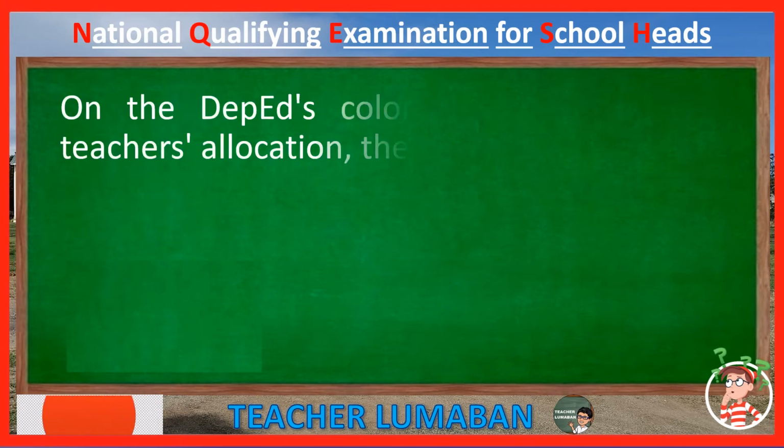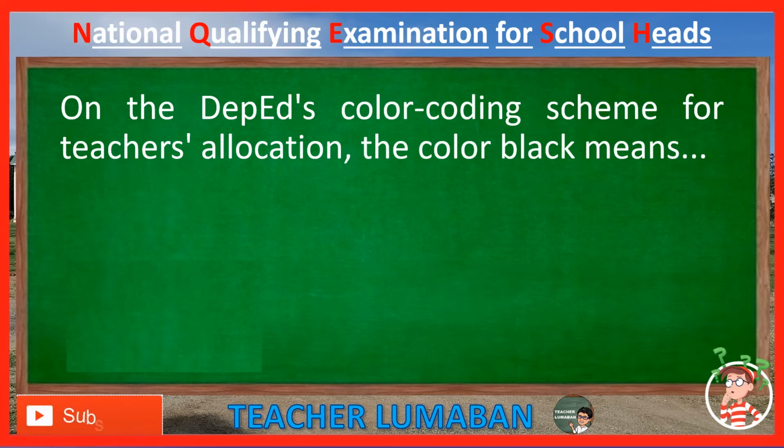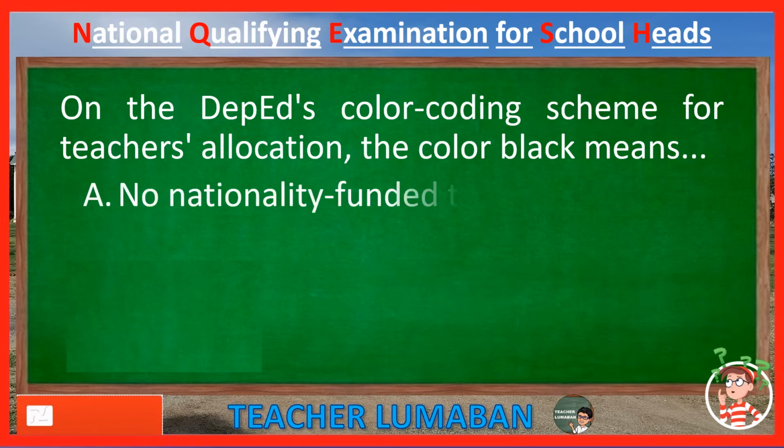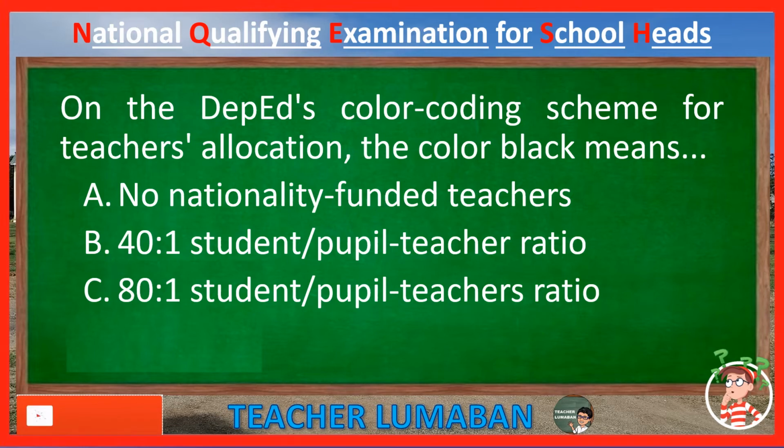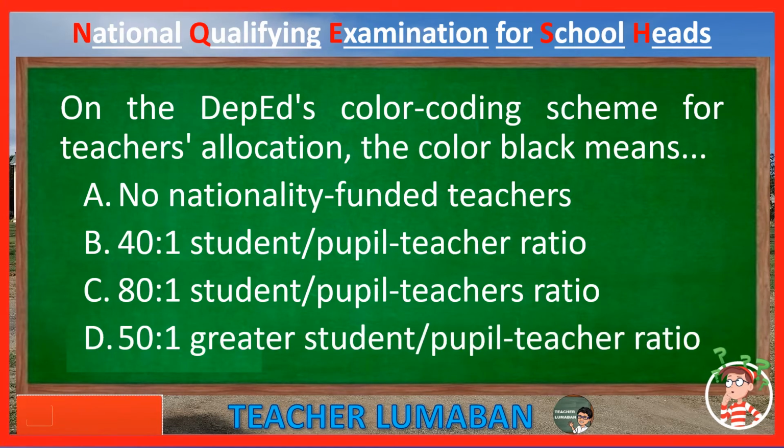On the DFED's color coding scheme for teachers allocation, the color black means: letter A, no nationality funded teachers. Letter B, 40 to 1 student/pupil teacher ratio. Letter C, 80 to 1 student/pupil teachers ratio. Letter D, 50 to 1 greater student/pupil teacher ratio. Choose the suitable answer based on the given choices in 5 seconds.